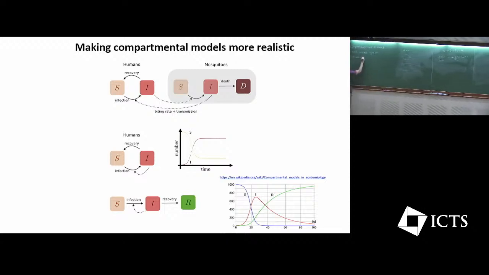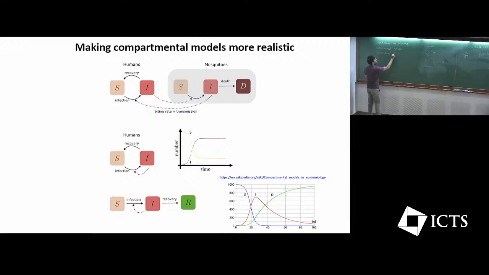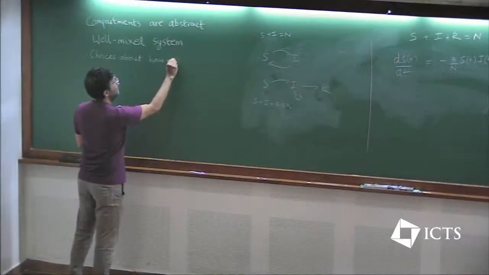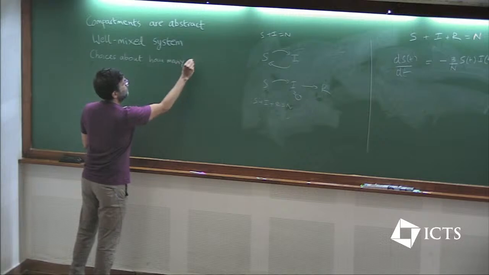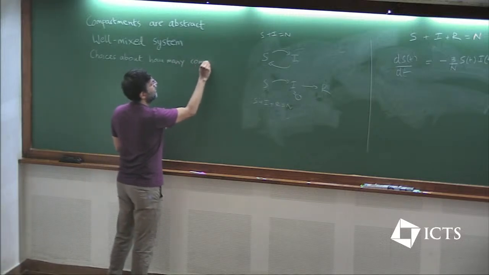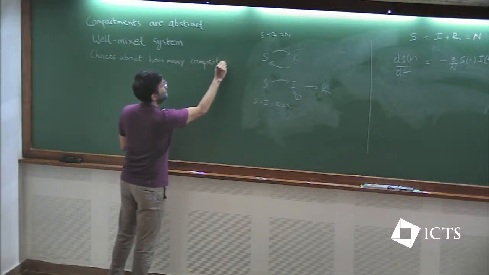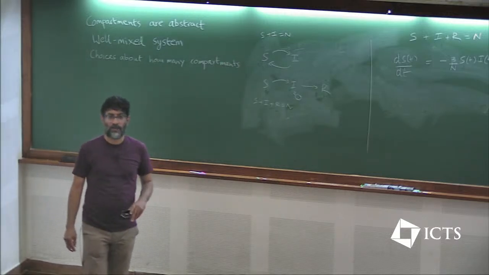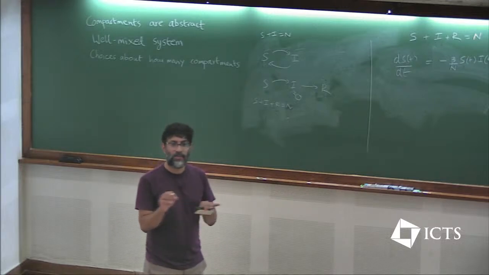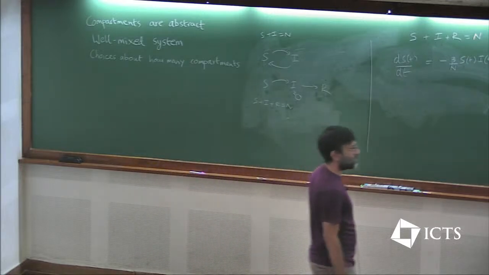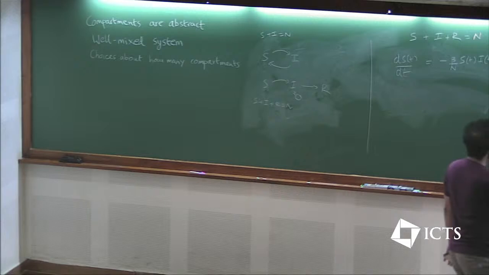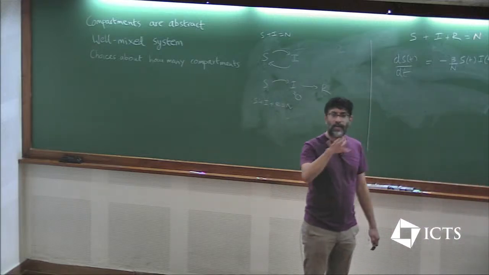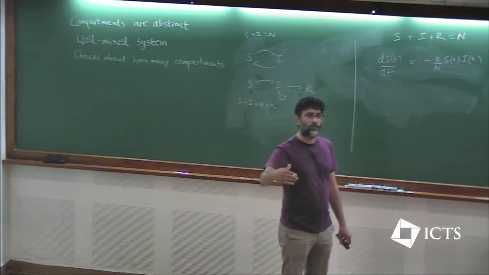Choices about how many compartments and what those compartments mean are very much part of making these kinds of models. Do you include a recovered compartment or not? Do you include something in between? I'll tell you a little more about that. Let's talk a little more about SIR, and then I'll come back in the second half to more complications that people put in.